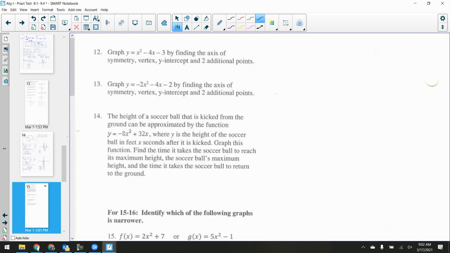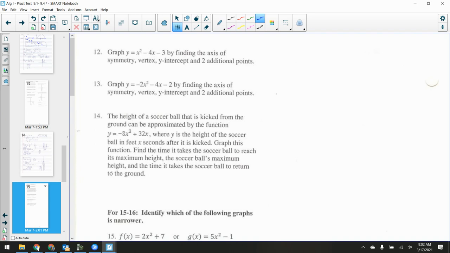Negative 32 over 2 times negative 8 equals negative 32 over negative 16. So we've got positive 2 as my axis of symmetry. So we kick the ball, 1,000, 2,000, hit the apex. Time to reach the maximum height is 2 seconds. For the maximum height, we plug in that 2, we get negative 8 times 4 equals negative 32, plus 32 times 2 equals 64, so positive 32 feet. Maximum height is 32 feet.